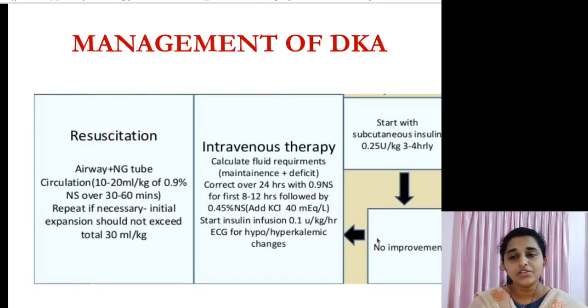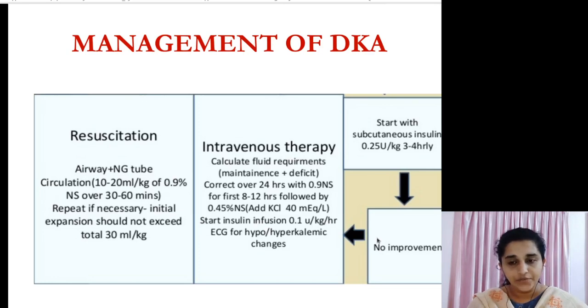Management of diabetic ketoacidosis: resuscitation, airway plus NG tube. Then we have to manage the circulation, that is 10 to 20 ml per kg of 0.9% NS over 30 to 60 minutes, and repeat if necessary. Next, very important, is IV therapy. Calculate fluid requirement, correct maintenance plus deficit. Correct over 24 hours with 0.9% normal saline for the first 8 to 12 hours, followed by 0.45% normal saline.